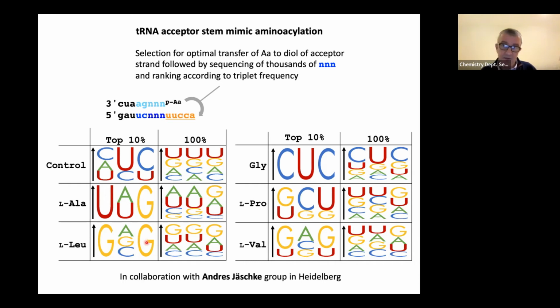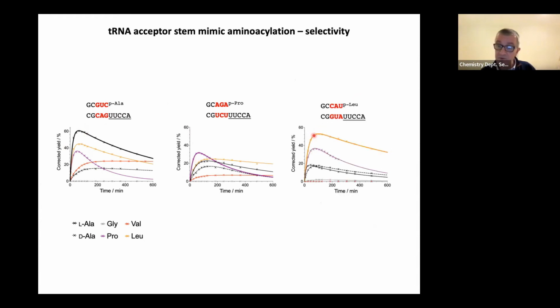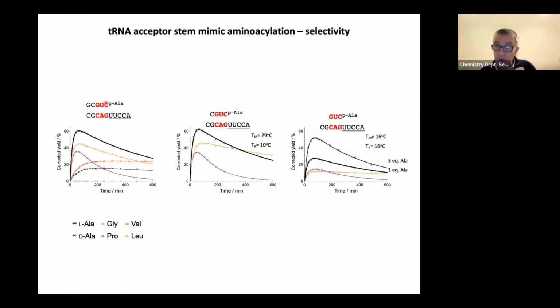This is data derived from sequencing. We confirm this by HPLC. You look at the sequence with a trinucleotide CAG. Alanine is the best transferred. L is much better transferred than D, so it's stereoselective. Change that trinucleotide, you find a sequence that transfers proline best. Change it again, you find one that transfers leucine best. We're using here a pentanucleotide to do the transfer, but we can do this with a tetranucleotide or even with a trinucleotide. And with a trinucleotide, it turns out the selectivity is even higher.